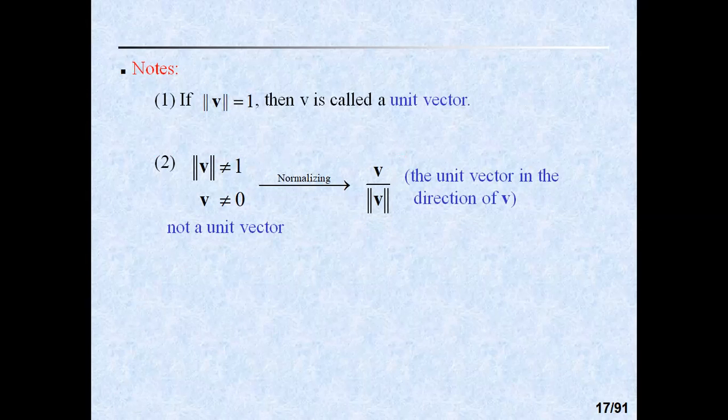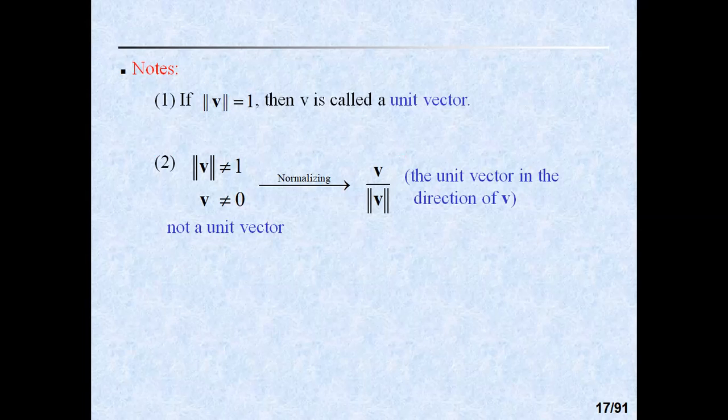Already in the previous lecture I told these two main points. If norm v equals 1, then the vector v is called a unit vector, no doubt about it. Second point, if norm v is not equal to 1 and v is not equal to 0, it is not a unit vector. How to normalize this into a unit vector?